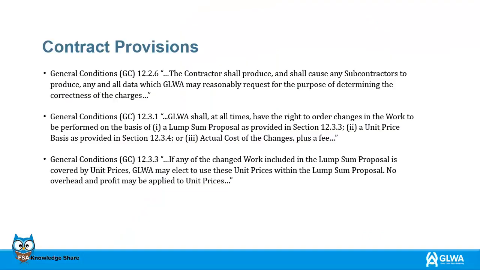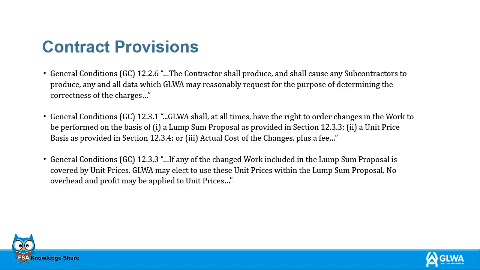The following slides will refer to specific sections of the contract which pertain to contract provisions. Let's look at the following contract provisions, which are: General Conditions 12.2.6. The contractor shall produce and shall cause any subcontractors to produce any and all data GLWA may reasonably request for the purpose of determining the correctness of the charges.